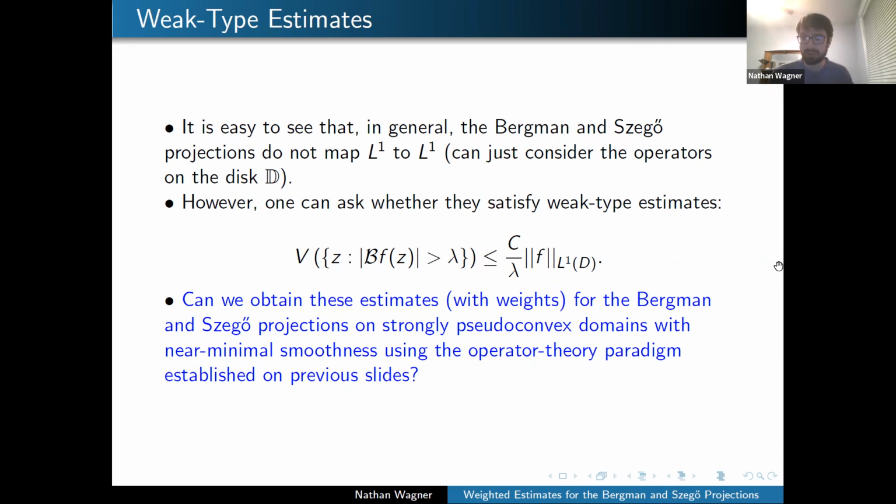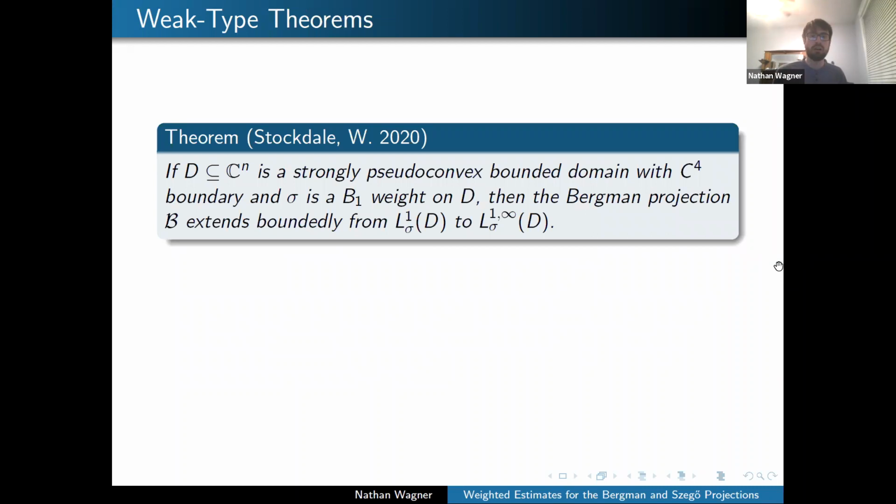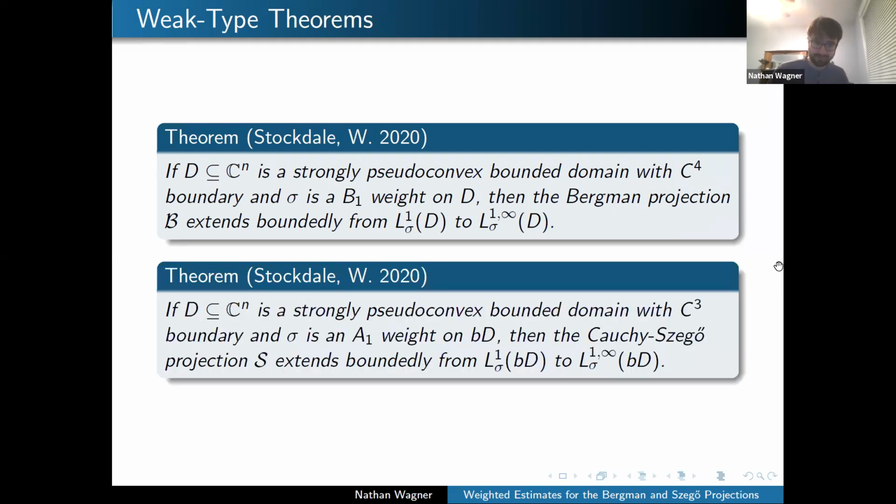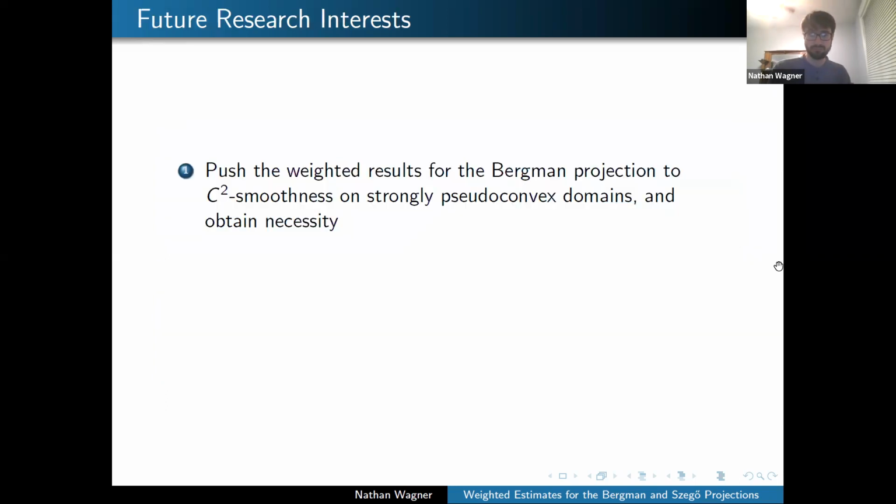Again, there's a lot of work that goes into it, but we were able to show that, for example, if D is strongly pseudo-convex and has C4 boundary, and sigma is a B1 weight, the Bergman projection extends boundedly from weighted L1 to weighted weak L1. And we had an analogous result for the Szegő projection in A1 weights for bounded strongly pseudo-convex domains with C3 boundary. Okay, and so that was all I wanted to say about my work.